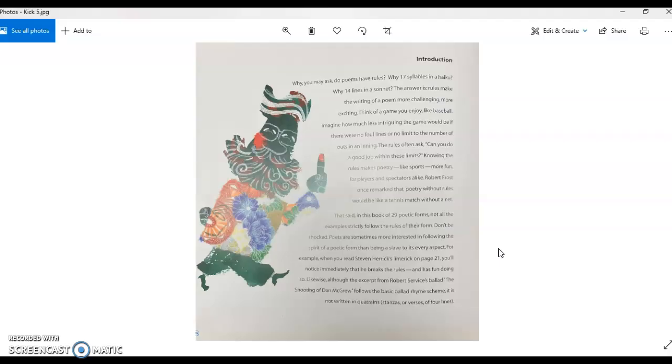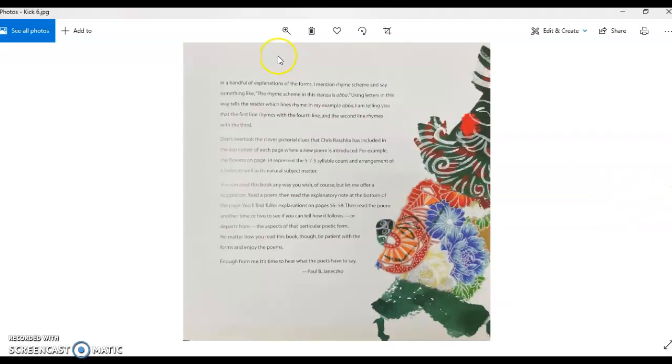its every aspect. For example, when you read Stephen Herrick's limerick on page 21, you'll notice immediately that he breaks the rules and has fun doing so. Likewise, although the excerpt from Robert Service's ballad, The Shooting of Dan McGrew, follows the basic ballad rhyme scheme, it is not written in quatrains, stanzas, or verses of 4 lines.